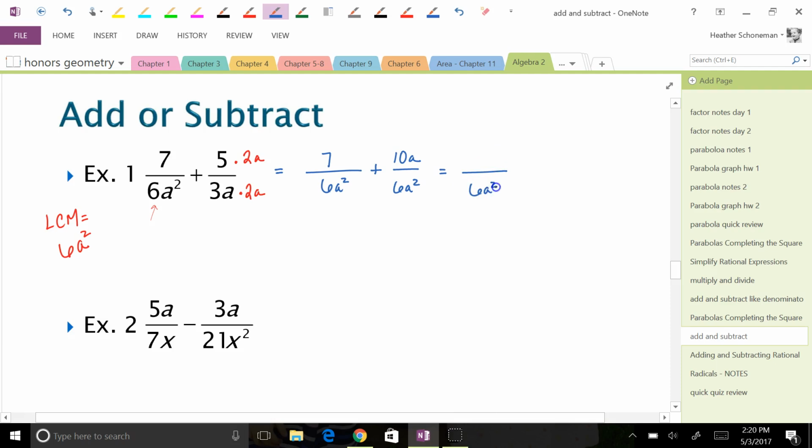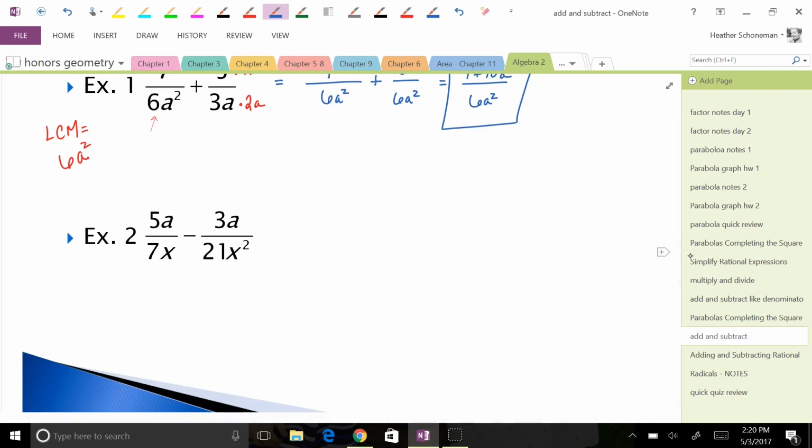We can add them and then add their numerators. Nothing factors, so nothing can simplify. That's our final answer. All right, let's look at example 2.